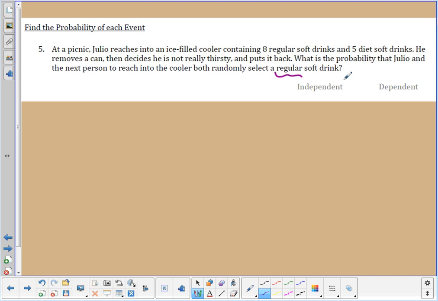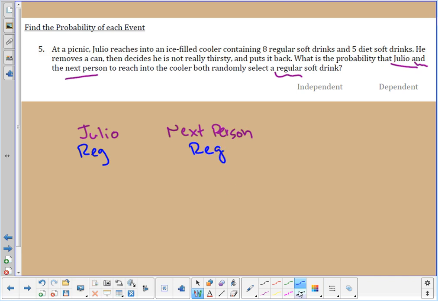Okay, so we've read through the question. Now let's figure out what we're trying to find. What is the probability that Julio and the next person reach into the cooler and choose a regular soft drink? So we're going to have a probability for Julio. We're also going to have a probability for the next person. We're also assuming that Julio is going to get a regular soft drink, and the next person is also going to get a regular soft drink.